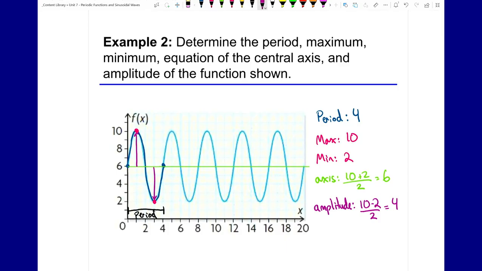So again, it's all about just identifying these key features, which we talked about with periodic functions, but looking at it now with sinusoidal functions, which is a family or a specific type of periodic function.